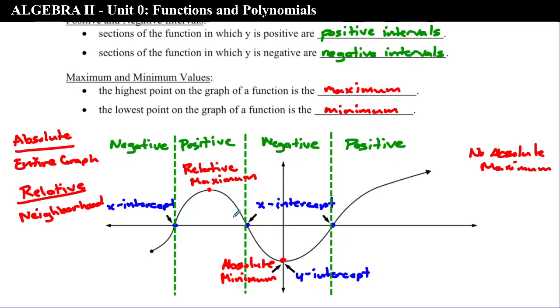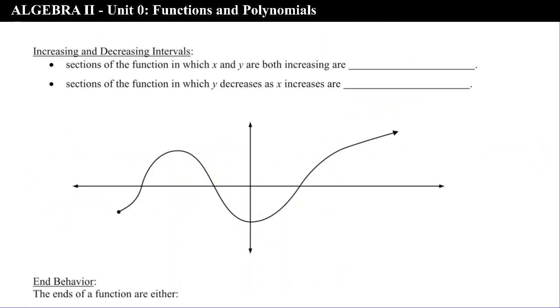So far we have covered x-intercepts and y-intercepts, positive and negative intervals, and maximum and minimum values. Now we're going to go to the next page, and we're going to talk about increasing and decreasing intervals. We're going to start fresh with this graph. Let's take a look at what increasing and decreasing intervals are talking about. Sections of the function in which x and y are both increasing are called your increasing intervals.